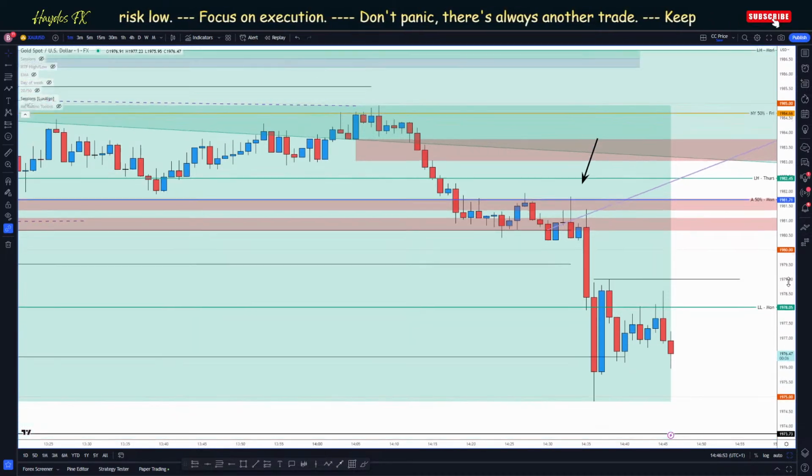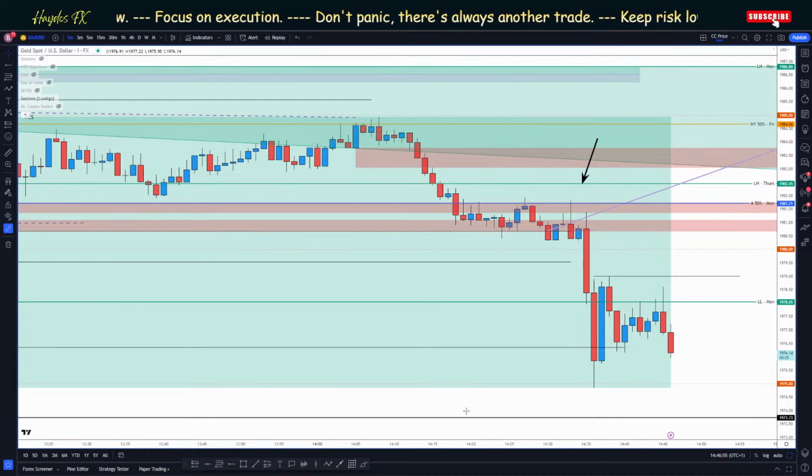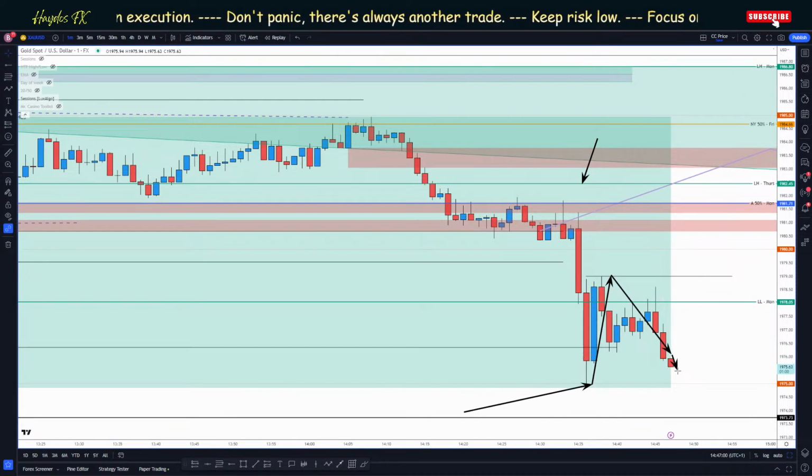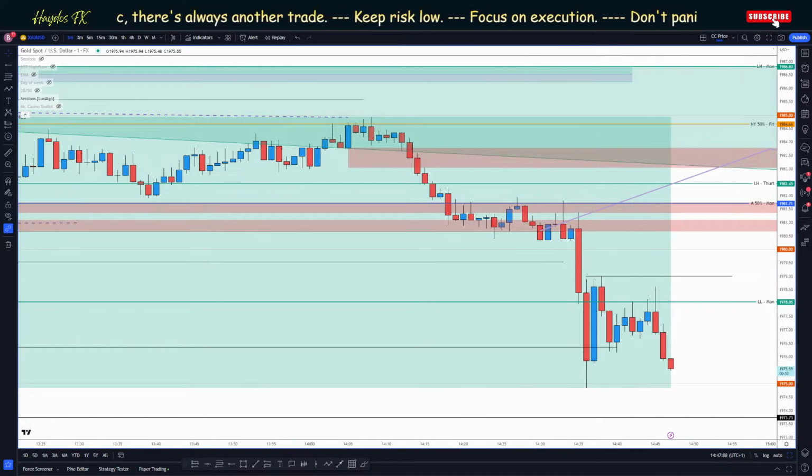And now once price had made a low, I've had a pullback 8 times out of 10. Retest that low. There it is. And even that, you know.